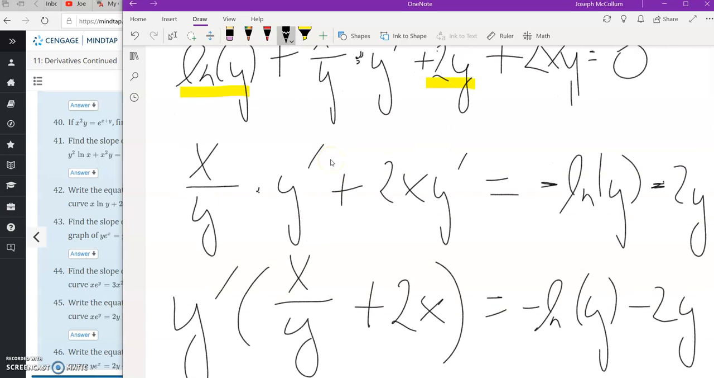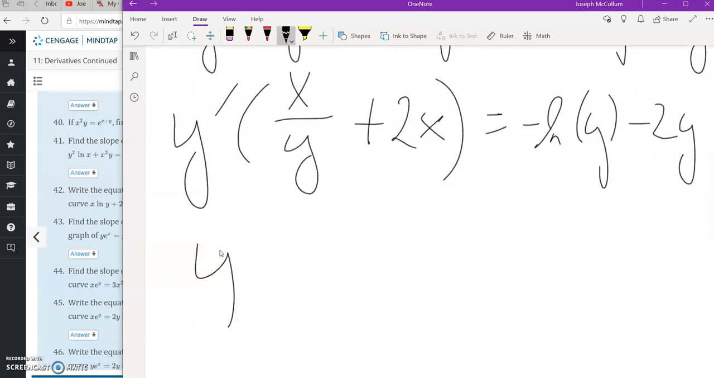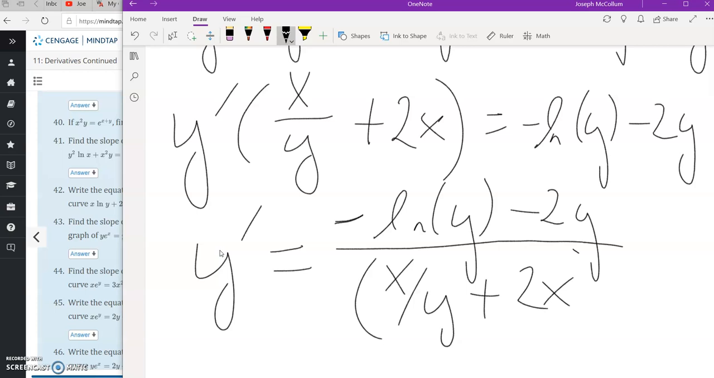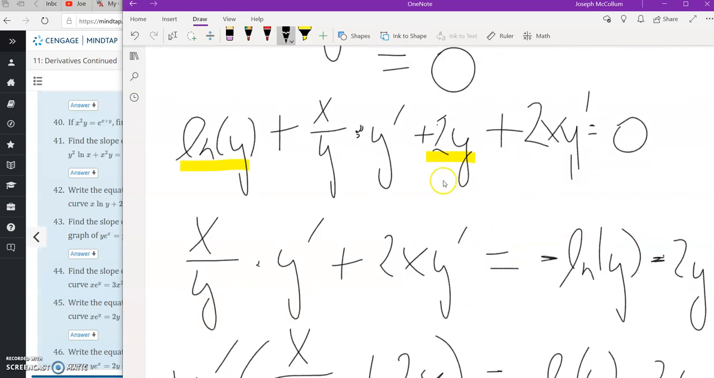All right, last step. The good news, it's always the same 3 algebra steps. Move all the y primes to one side, everything else to the other. Now that all the y primes are together, factor out a y prime, always that step. And then the last step you always do is divide over that parentheses. That's the last step you need to do to solve this expression for dy/dx. And honestly, I just read it as x over y plus 2x. And so there is my y prime. Really nasty. Negative natural log of y minus 2y, denominator x over y plus 2x. The good news, that is dy/dx.